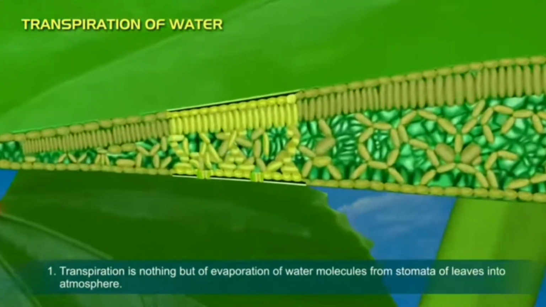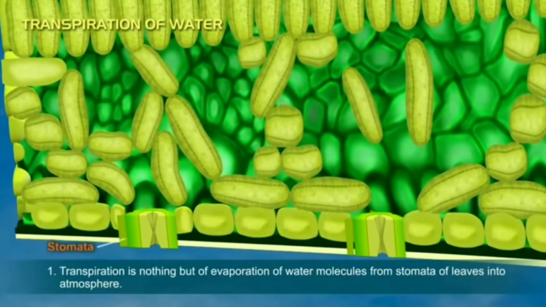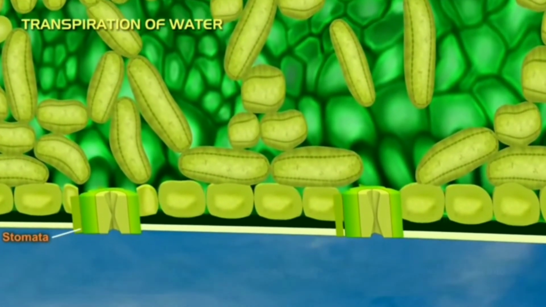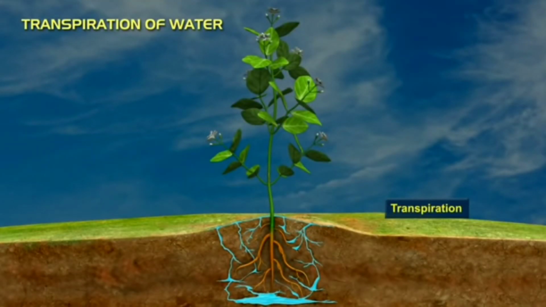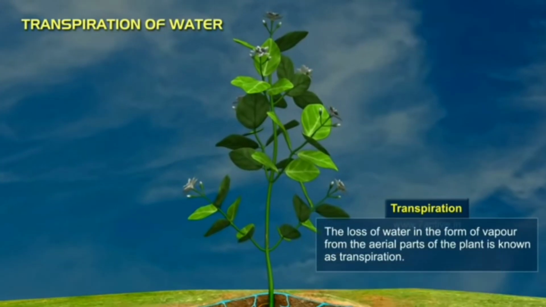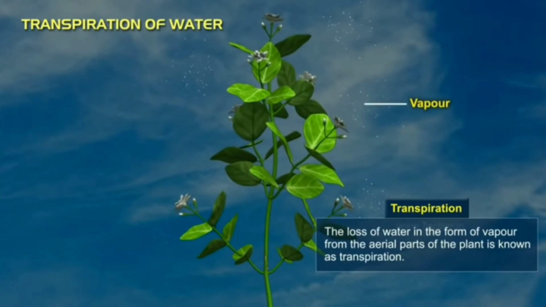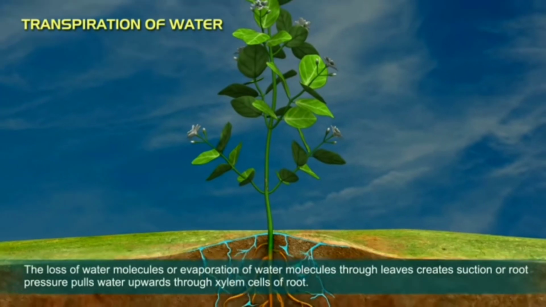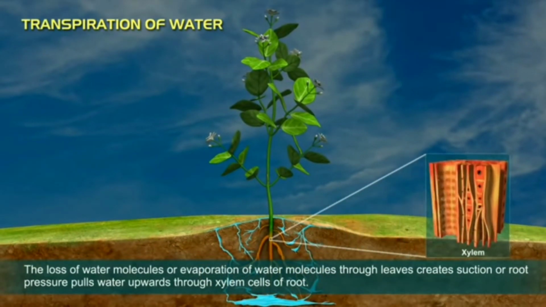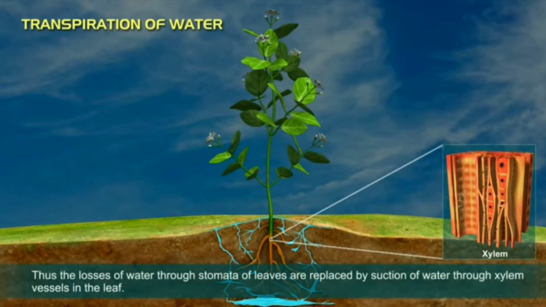Transpiration is nothing but evaporation of water molecules from stomata of leaves into the atmosphere. Stomata are the guard cells. As we already know, transpiration is the loss of water in the form of vapor from the aerial parts of the plant. The loss of water molecules or evaporation of water molecules through leaves creates suction or root pressure pulling water upwards through xylem cells of roots.